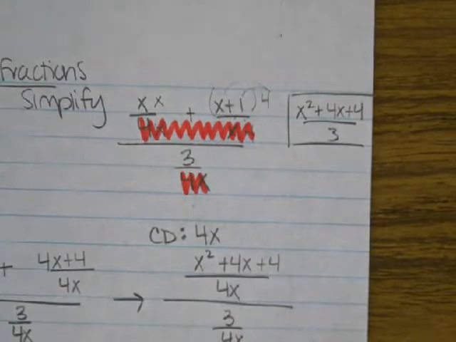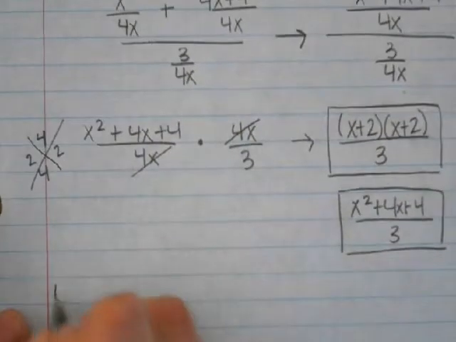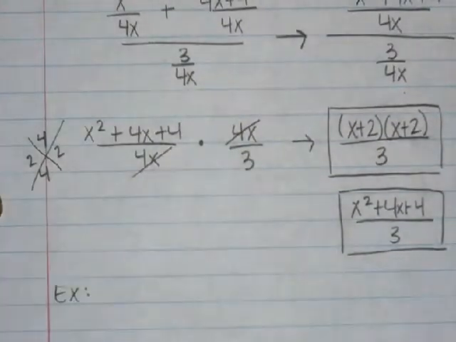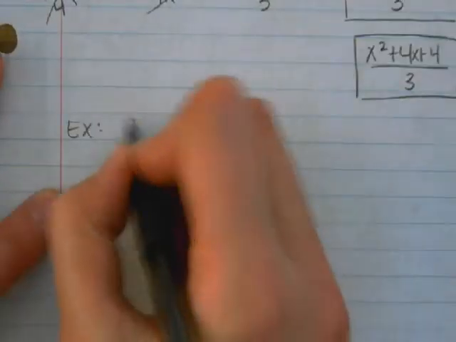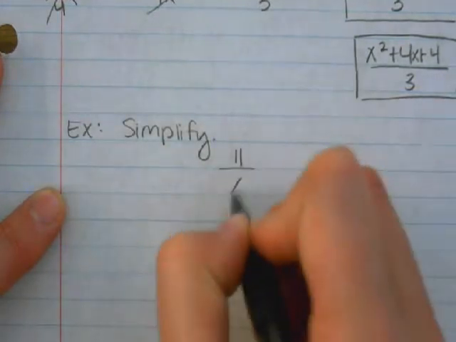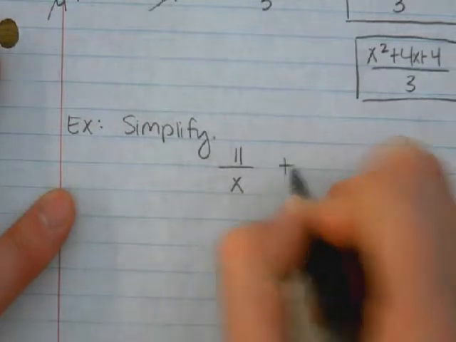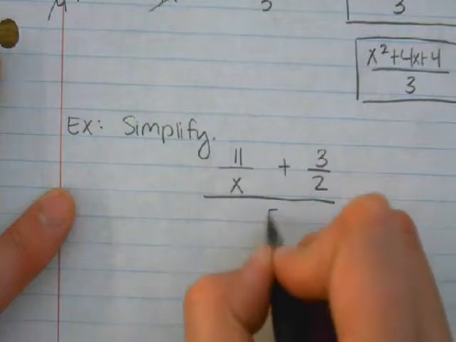Okay, so we're going to do another problem, but we're going to try the trick this time. Save ourselves some paper. Okay, are you ready? All right, example number 2. So this one, we have 11 over x plus 3 over 2 divided by 5 over 2.